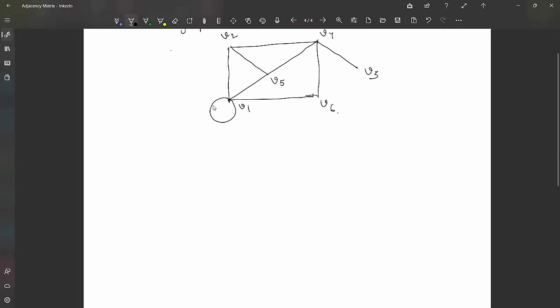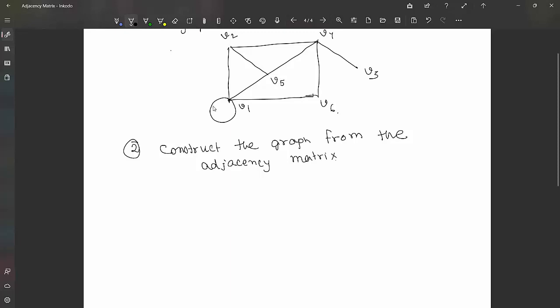Number two, construct the graph from the adjacency matrix. The adjacency matrix is like that.